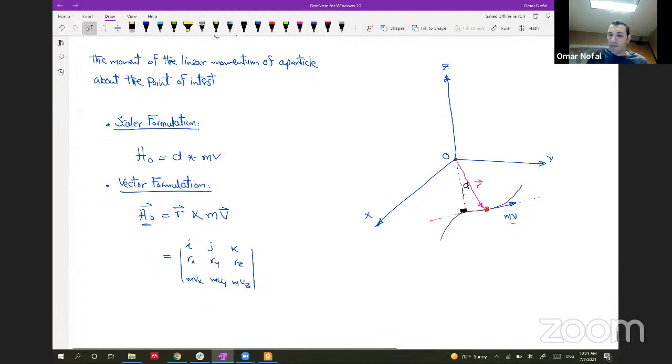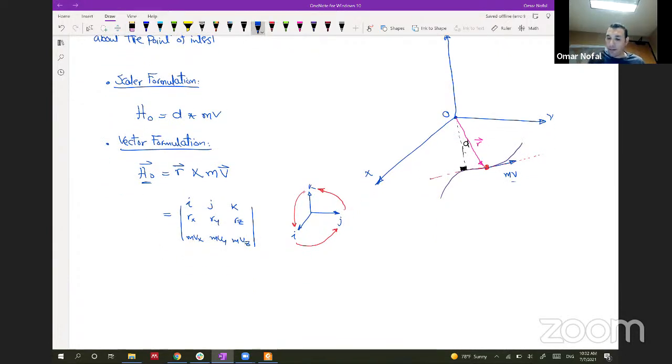Or you can multiply them without the determinant, just knowing that if you have i, j, k, and you multiply i by j, it should give you k. And if you multiply j by k, it will give you i, and k by i will give you j. So this is how you get it. Let's revise this concept, and how we can do a cross product.